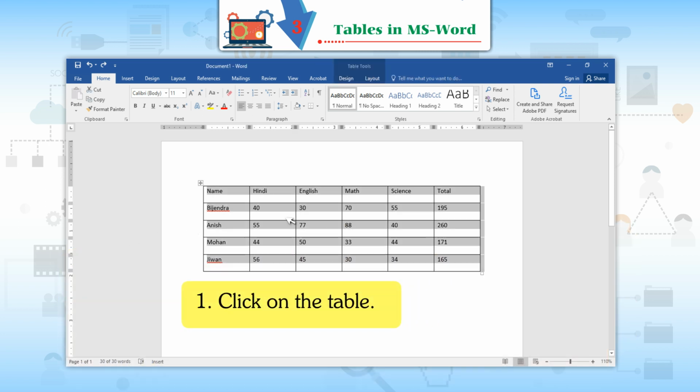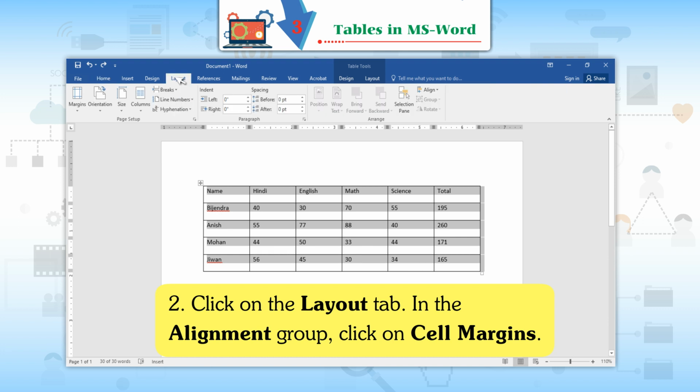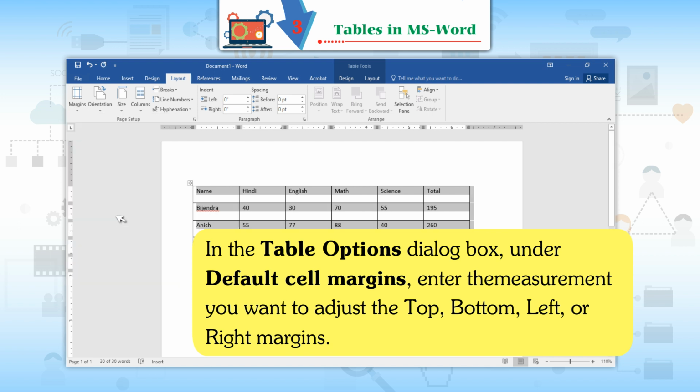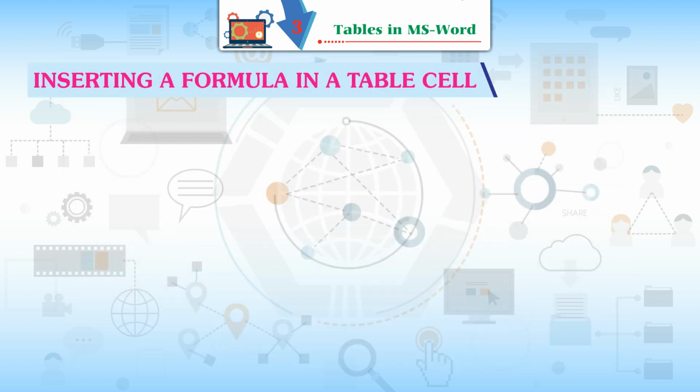Click on the table. Click on the Layout tab. In the Alignment group, click on Cell Margins. In the Table Options dialog box, under Default Cell Margins, enter the measurement you want to adjust the top, bottom, left or right margins.